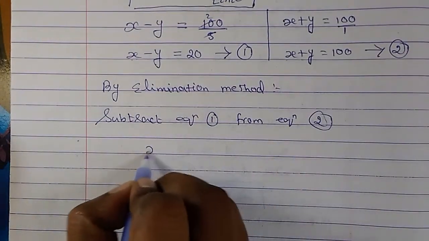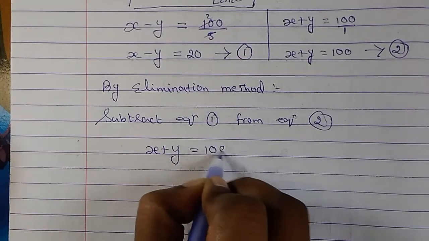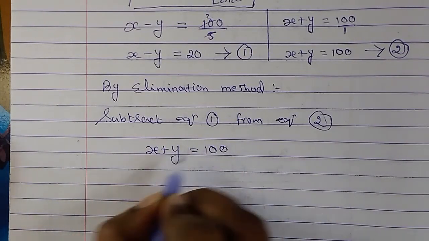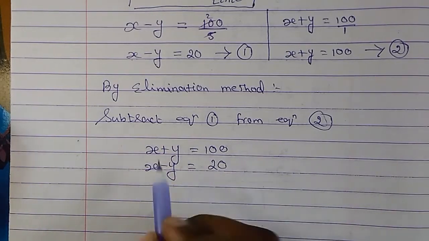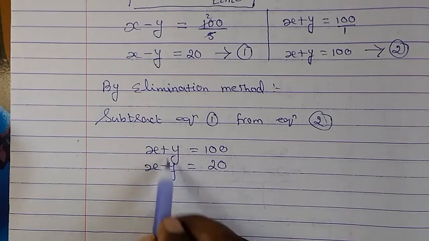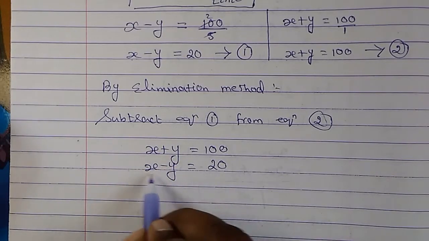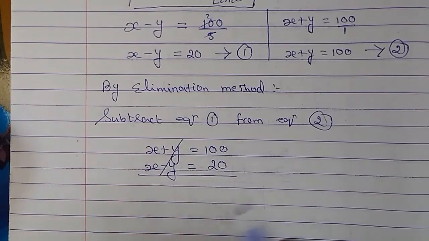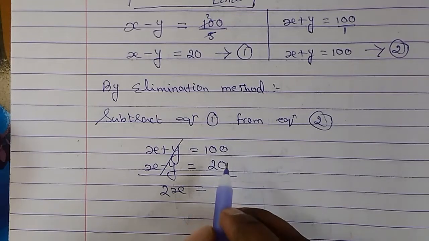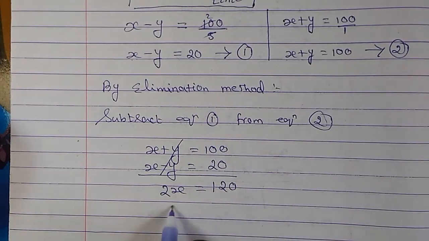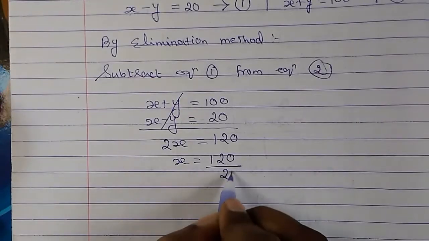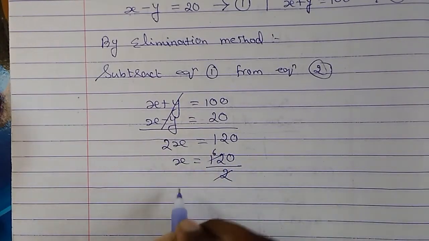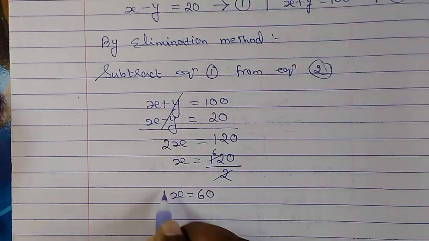So equation 2 is x plus y equal to 100, and equation 1 is x minus y equal to 20. We don't need to change the sign because we already have opposite signs here, so it is easy to eliminate. Let's eliminate y here. Then we will get 2x equal to 120. So that means x equal to 120 upon 2, so x we got is 60.